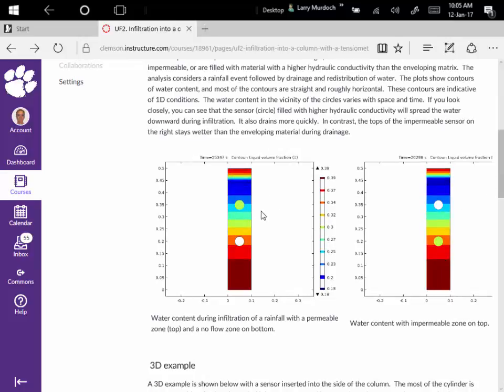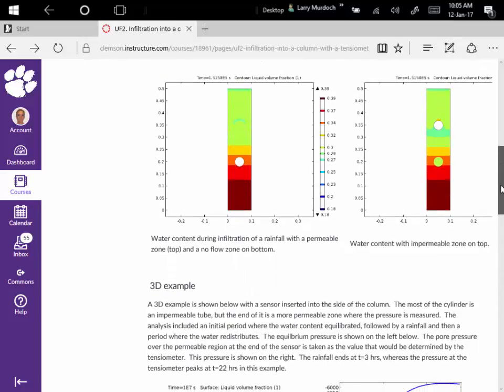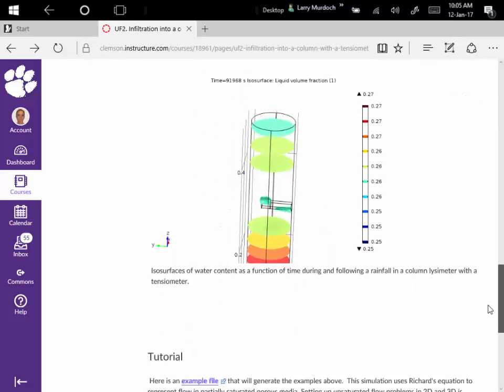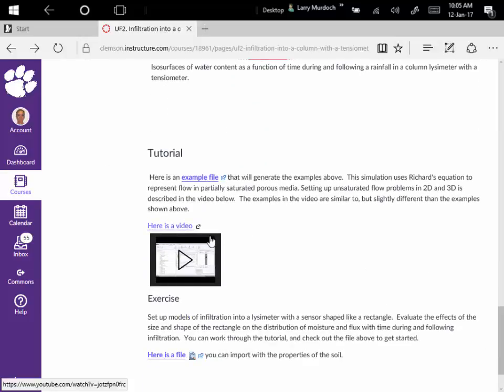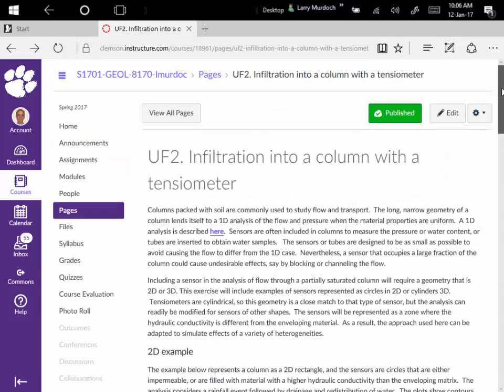I just fairly recently figured out how to do this animation in Canvas, so you'll see some of that. So it describes the problem, and then there's a video. You'll go and read about it, and then take a look at this video. These videos are going to walk you through how to do the analysis.